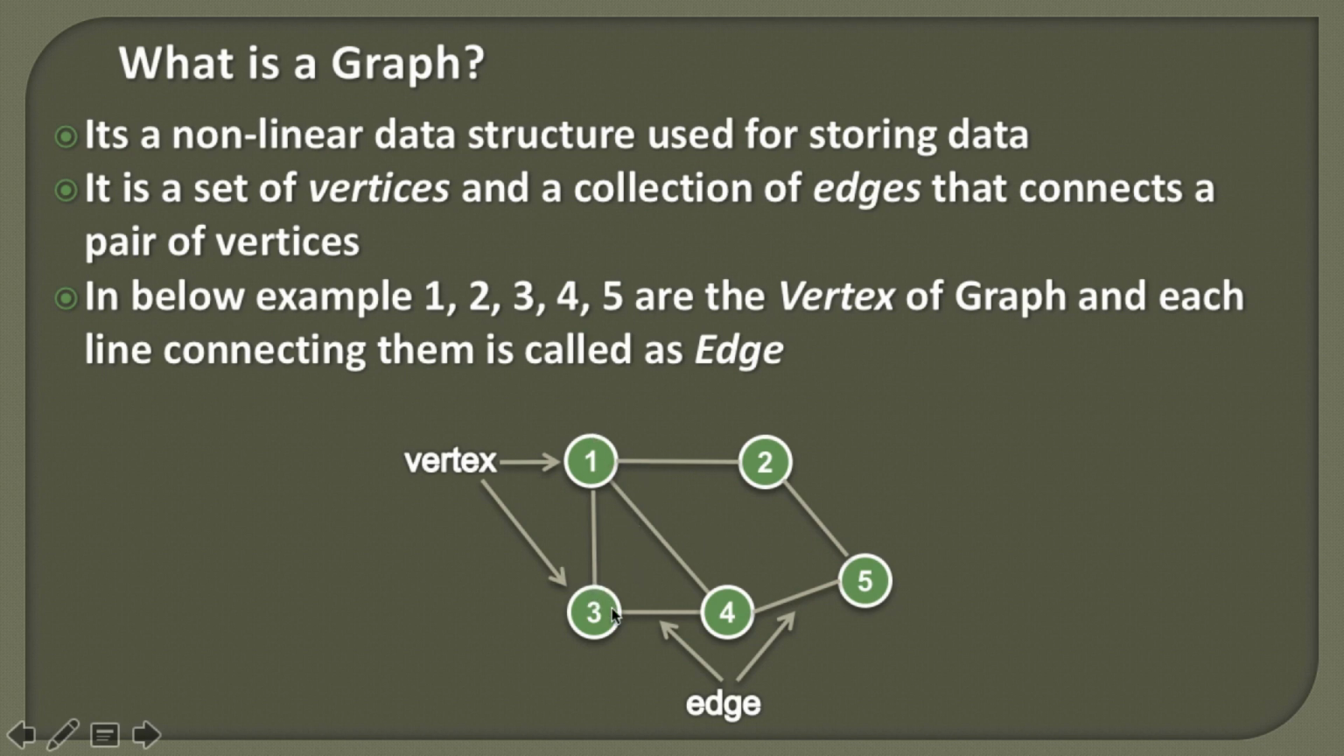So here you can see between these 5 vertices, there are 6 edges, 1, 2, 3, 4, 5 and 6. So in simple terms, we can represent a graph as a set of vertices and a collection of edges that connects a pair of vertices.